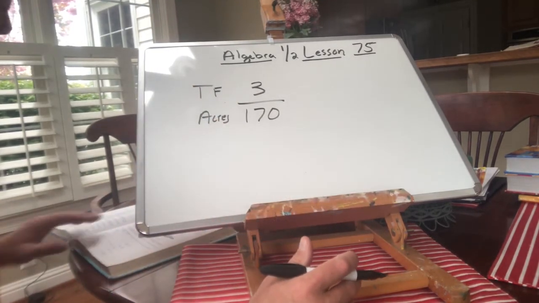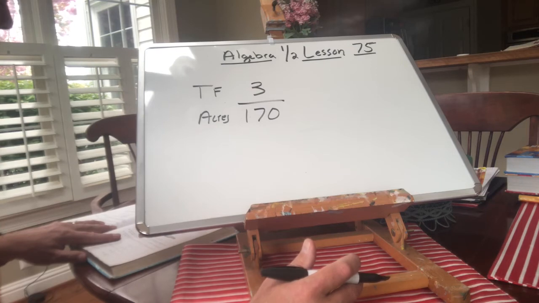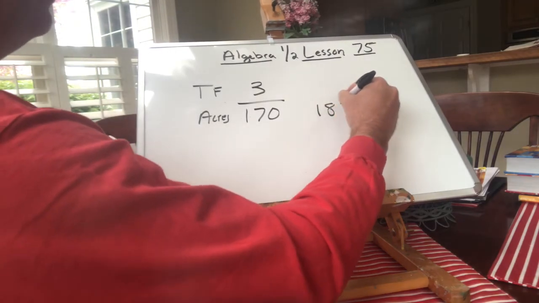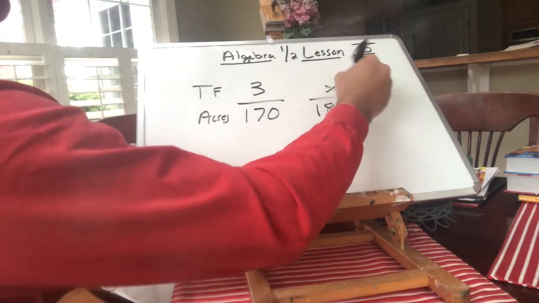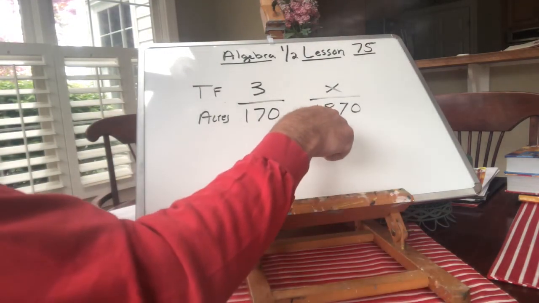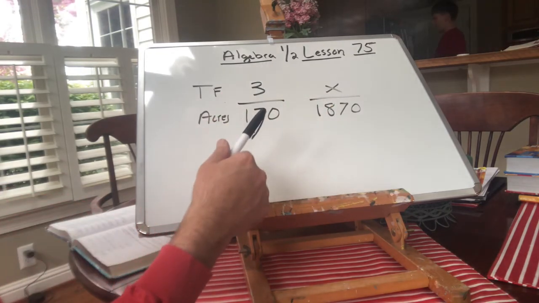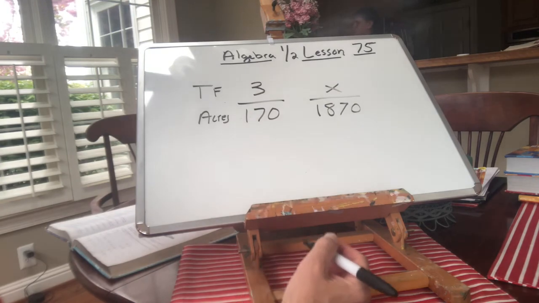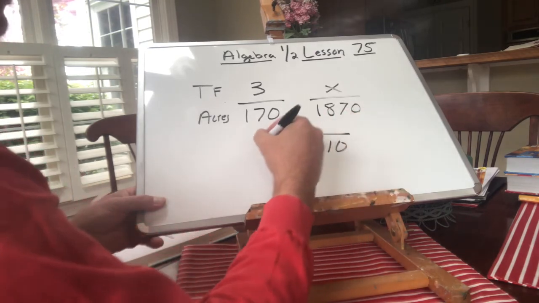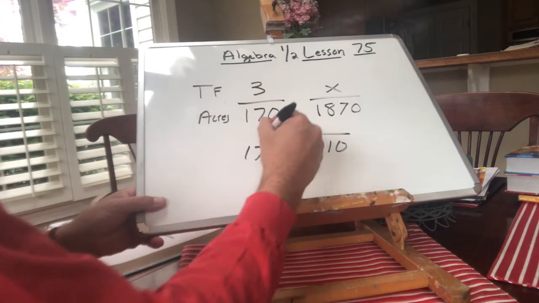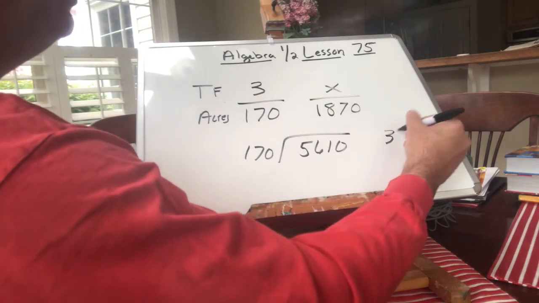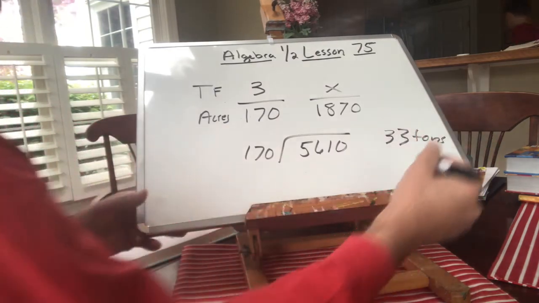And then it wants to know, Farmer Brown needs to fertilize 1,870 acres. And my unknown is how many tons of fertilizer does Farmer Brown need? 1870 times 3 is 5610. And I'm going to divide that by what? 170. Cross multiply and divide. Your answer is 33 tons of fertilizer.